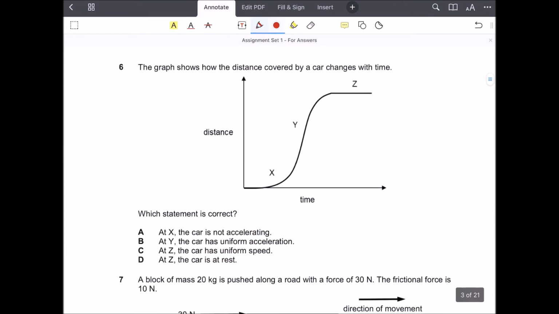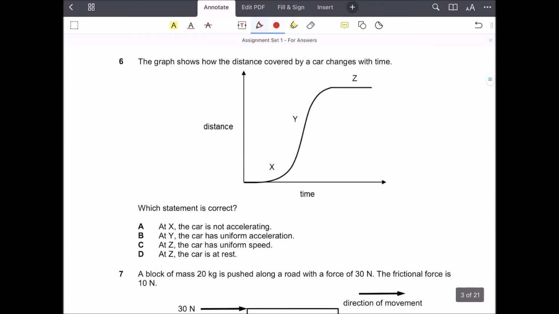Let's move on to the next one. Again, when you look at a graph question, this is for distance. In distance, there is no such thing as area under the graph. There's only gradient. And the gradient gives me the speed. The gradient is also how steep it is, for those of you who are still not clear of it. So if you look at X, the gradient is increasing.